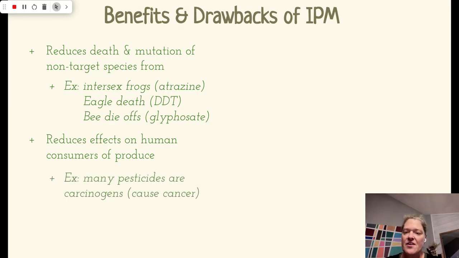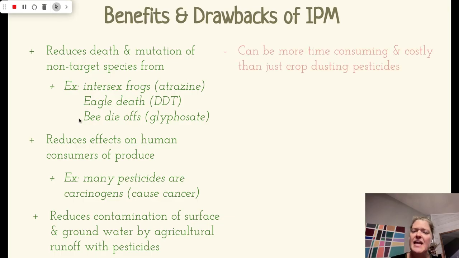It also reduces the effects on human consumers. So we're using less pesticides. Pesticides in high enough concentrations are actually known carcinogens, which means they cause cancer. And it can also reduce contamination of surface and groundwater because now we won't have as many pesticides that are part of our agricultural runoff running into our waterways.